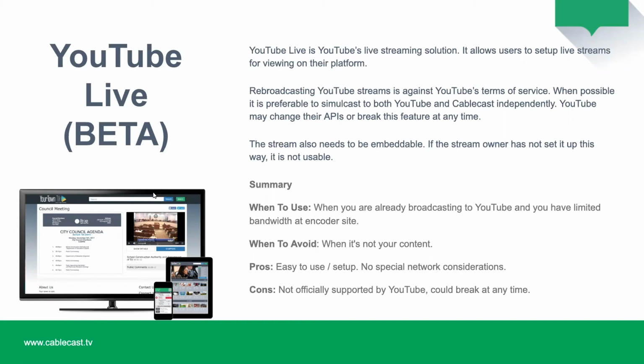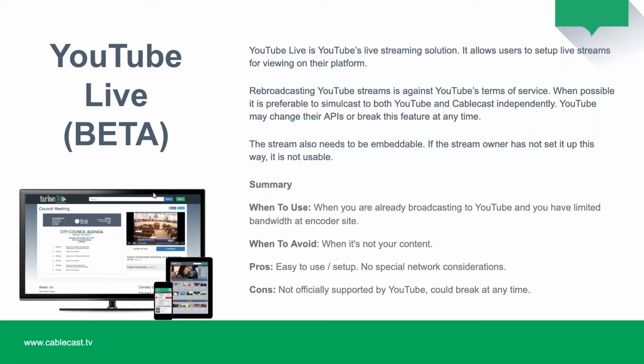So if you're already going to YouTube and you don't want to simulcast it to your decoder a second time, just use that YouTube stream. When to avoid, and this is very key, and hopefully everybody understands this, especially in public access and community access as a whole: when it is not your content, don't use it. You want to make sure that if it's not your content, you at least get permission. Pros with this, it's very easy to use and set up, and there are no network considerations. Cons with this, like we said, it's not officially supported by YouTube and could break at any time.